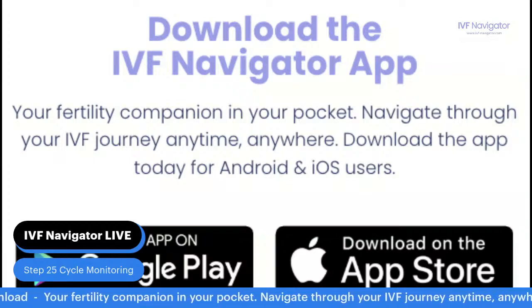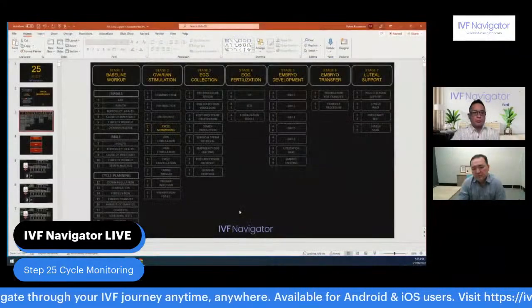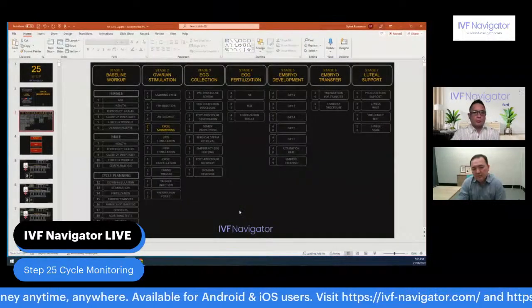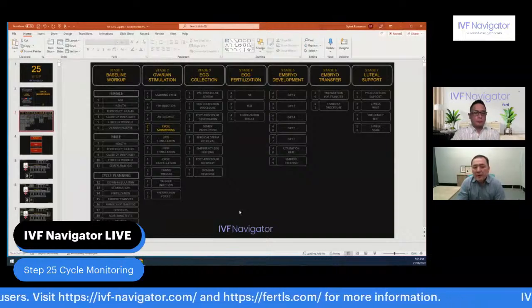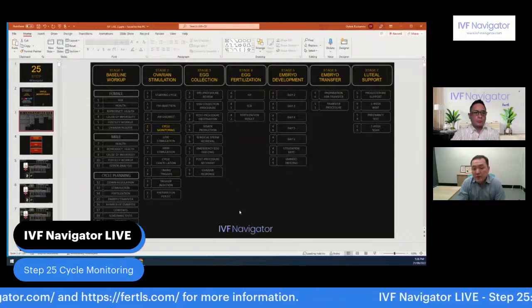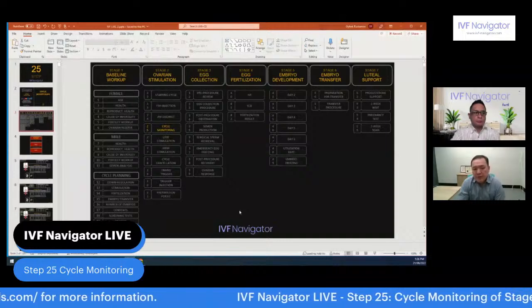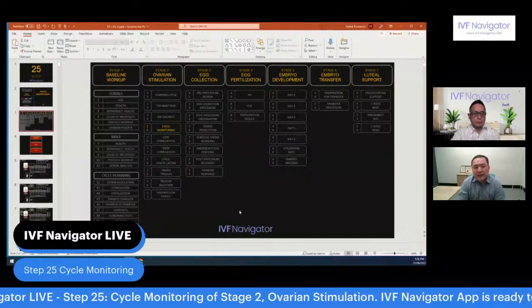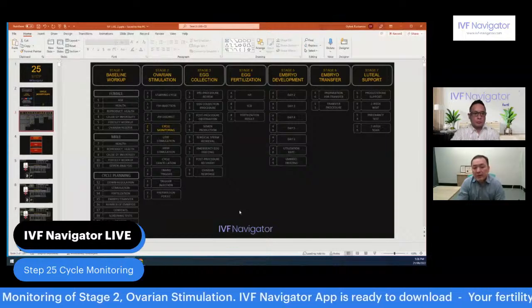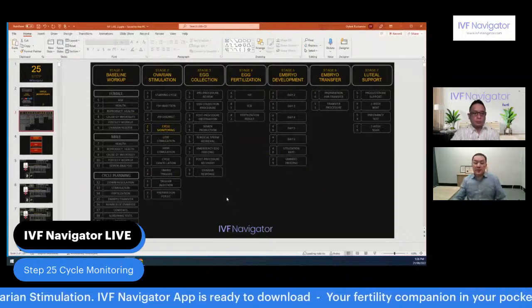We will see you again tomorrow at steps 26 and 27, which is the low stimulation, and also the high stimulation, if I'm not mistaken. Yes, so we will discuss the difference between a low ovarian response to stimulation and a high ovarian response to stimulation, and how we manage these clinical scenarios.